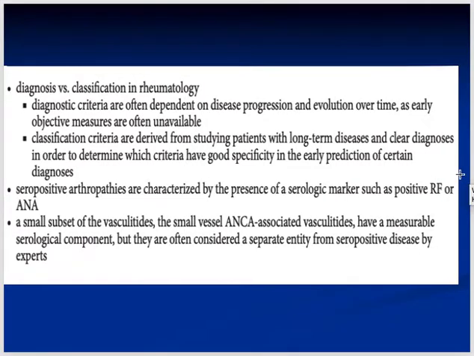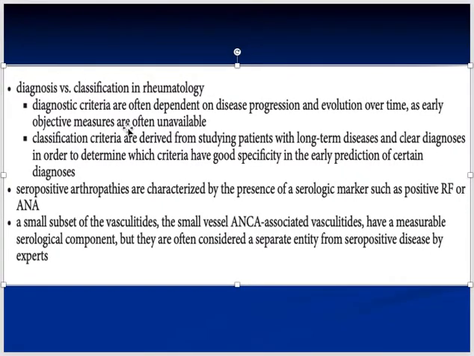The diagnostic criteria are often dependent on disease progression and evolution over time, as early objective measures are often unavailable. And the classification criteria derive from studying patients with long term diseases and clear diagnosis in order to determine which criteria have good specificity in the early prediction of certain diagnosis.